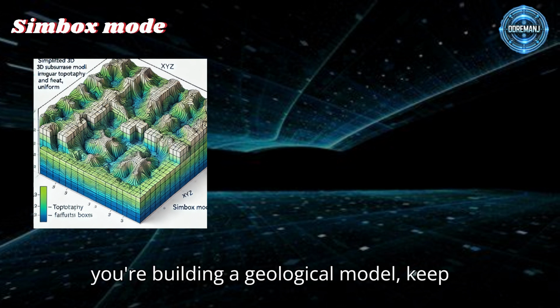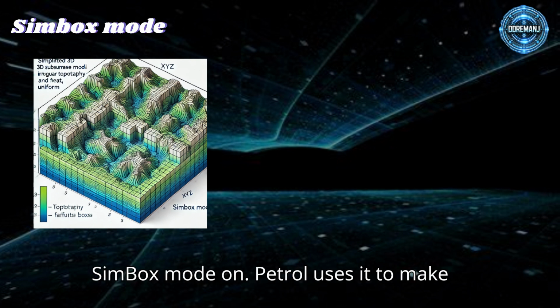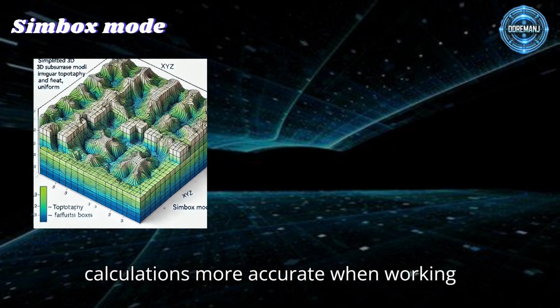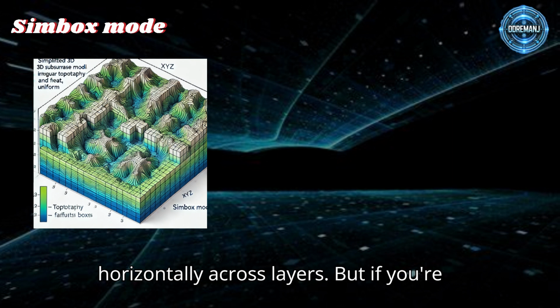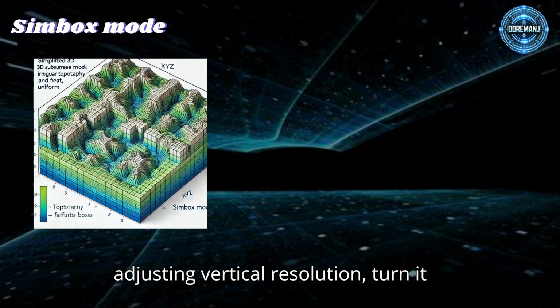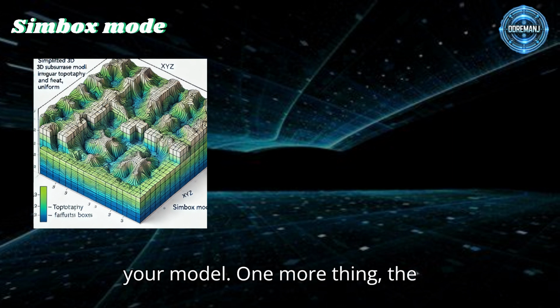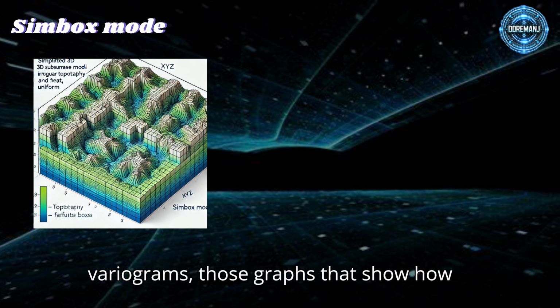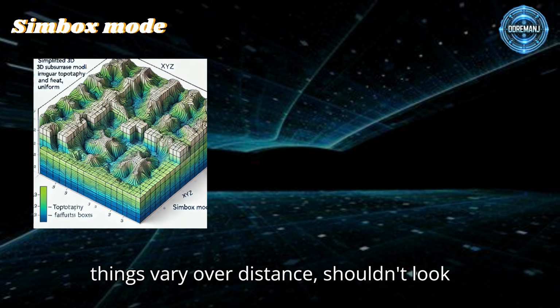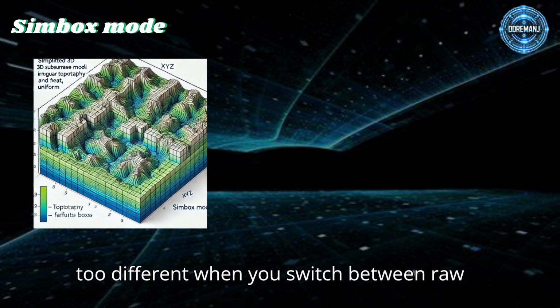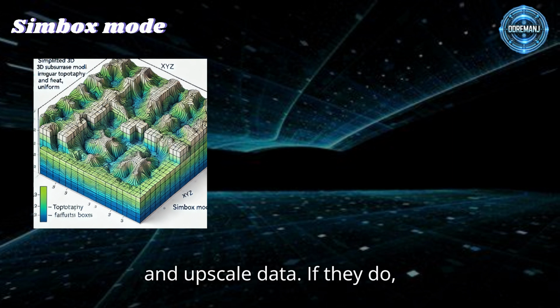When should you turn it on? If you're building a geological model, keep Simbox mode on. Petrel uses it to make calculations more accurate when working horizontally across layers. But if you're adjusting vertical resolution, turn it off. You want the true variation from well logs to get the right grid size for your model. One more thing. The variograms, those graphs that show how things vary over distance, shouldn't look too different when you switch between raw and upscale data. If they do, something's off.